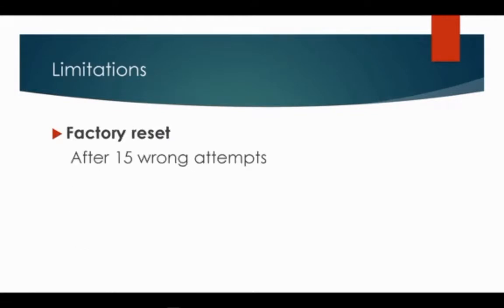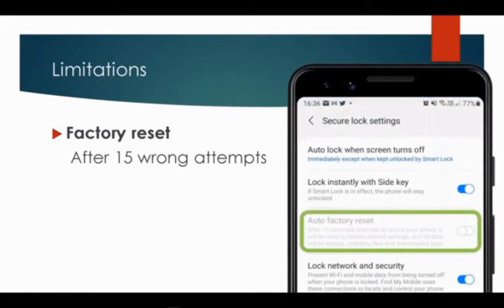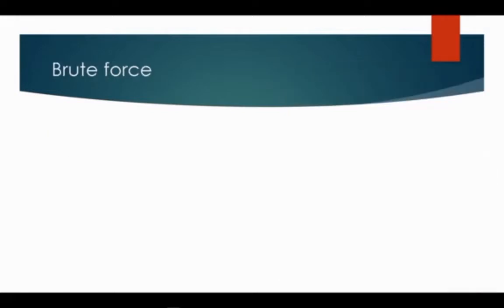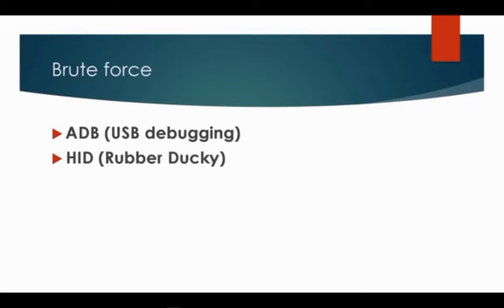The second limitation is factory reset. This is not set by default. It needs to be set by the user in settings. It means that after 15 wrong attempts, the device will erase all the data. So there are two limitations, again, timeout and factory reset. Let's focus on the brute force. Brute force can be performed using two options. The first one is using ADB, where USB debugging needs to be enabled, and the second one using HID, human interface device, a rubber ducky.